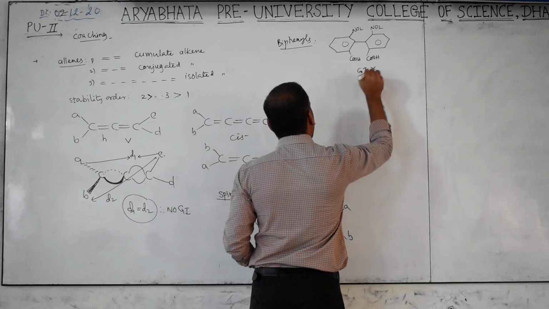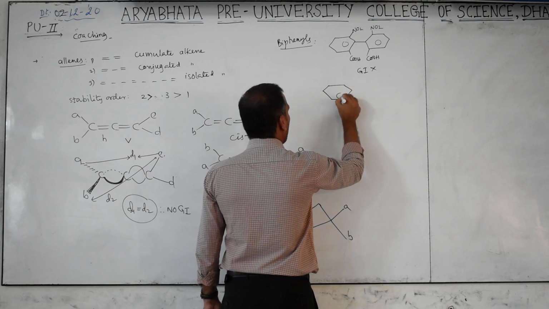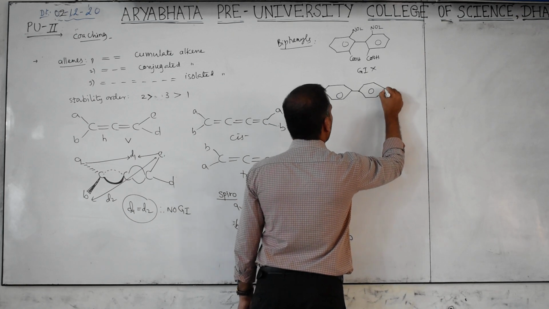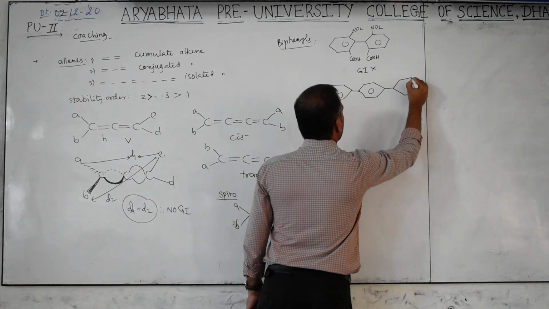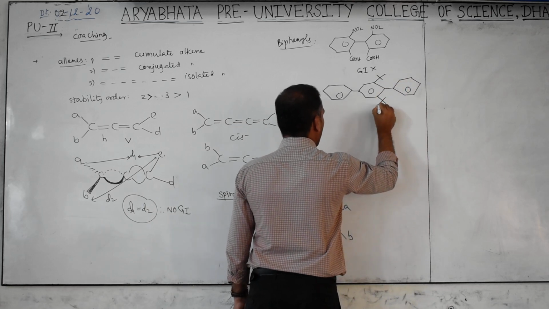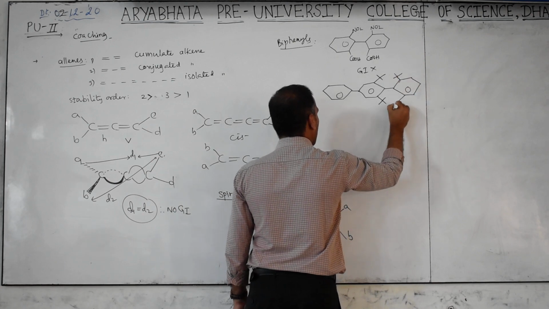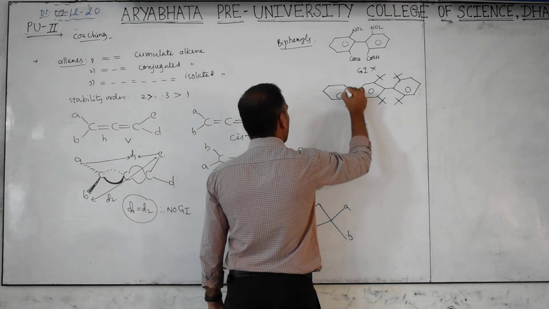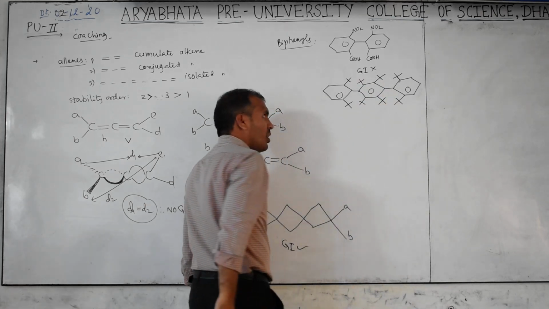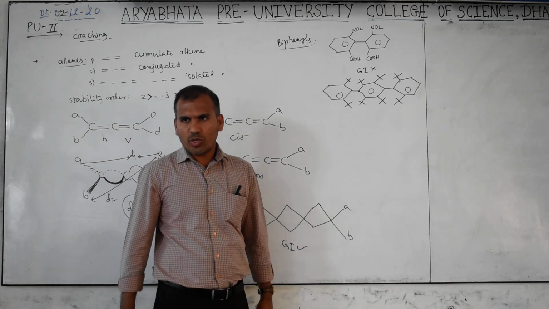When does it show GI? If you introduce another benzene ring, then it shows restricted rotation. Here tertiary butyl group, tertiary butyl group, and so on. Tertiary butyl group is a very bulky group. It creates the restricted rotation.